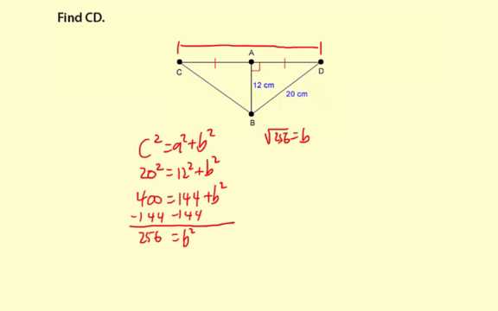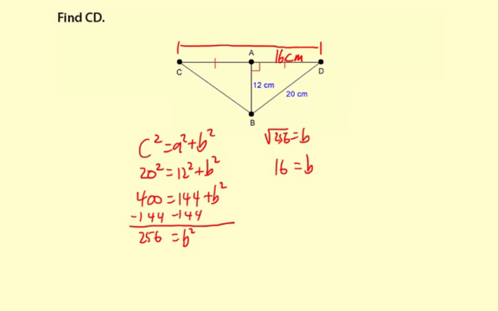And I know my perfect squares, so I know 16 times 16 is 256. And so I can just put 16 equals b. And if you didn't know that, you could just use your calculator, square root 256, you're good to go. Okay, so b is 16, and b represented this length AD. So I can put 16 up here, 16 centimeters.